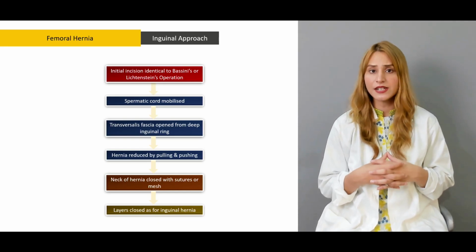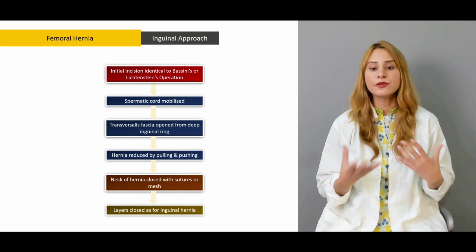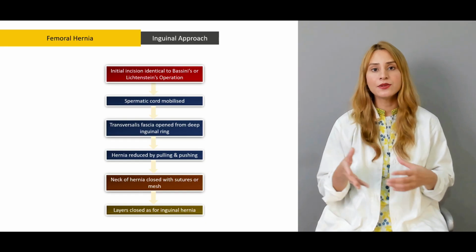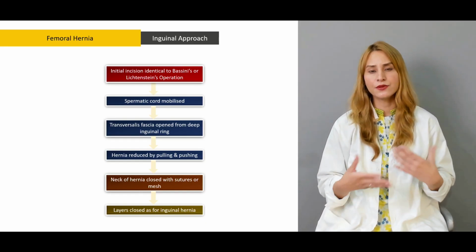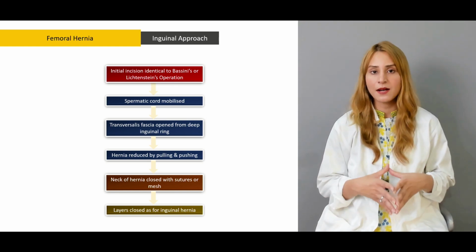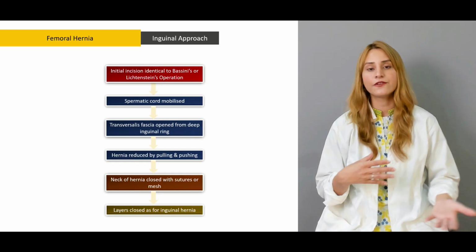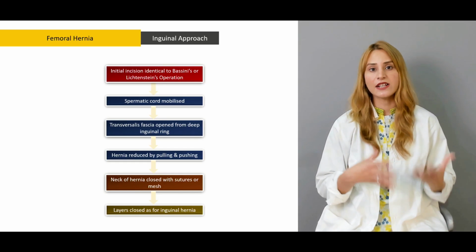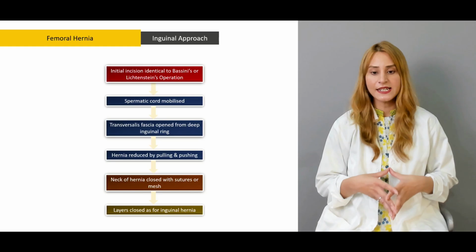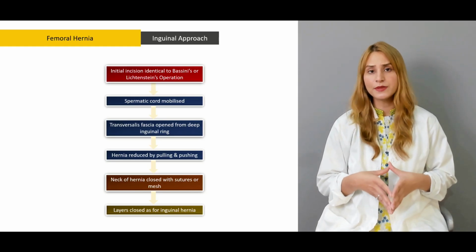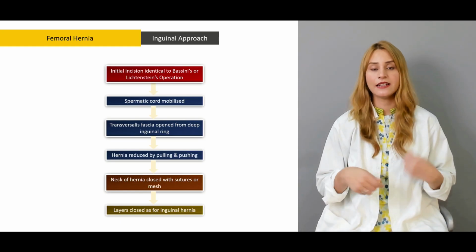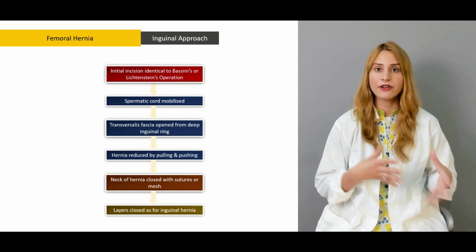So in case of the Lockwood approach or the inguinal approach, you give the initial incision just like the Lichtenstein or the Bassini's. You cut the external oblique aponeurosis. You split the internal oblique and the transversus abdominis muscles. You go deep down and dissect the transversalis fascia. You identify the spermatic cord and mobilize it. The transversalis fascia is opened from the deep inguinal ring, and the hernia is reduced by pulling and pushing. The neck of the hernia is again closed with sutures or mesh, and the layers are closed.